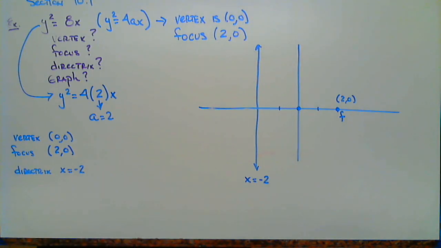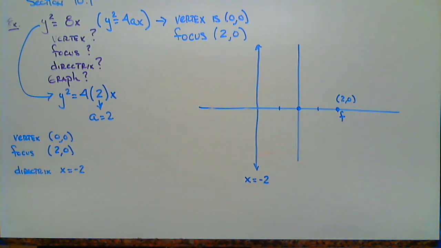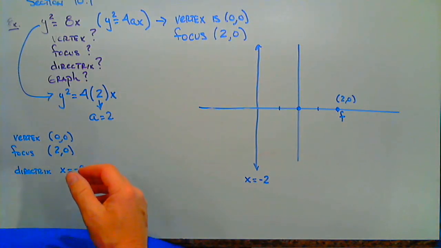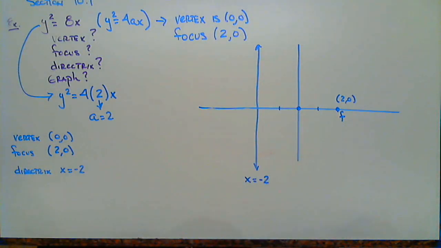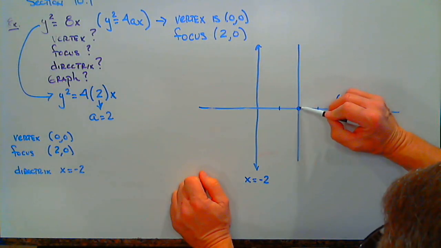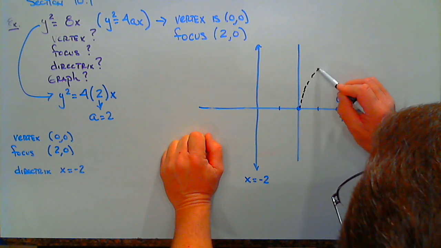So our directrix, remember, is a line. So we want to write that as the equation of the line. We don't want to just write -2. That's not a line, that's a number. So we get x equals -2. Now, the only thing left for us to do is draw the graph. Well, we've got the graph pretty much figured out. All we have to do is fill it in. Right? We've got the focus here. We've got the directrix here, and we just have to draw our graph.